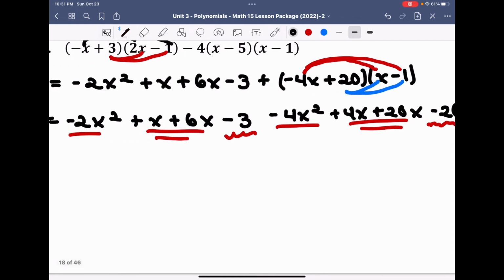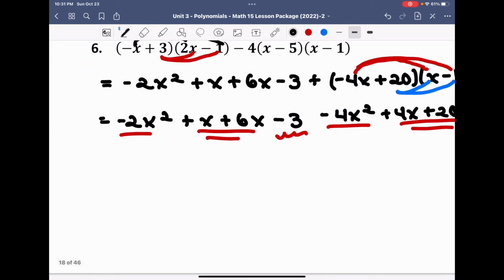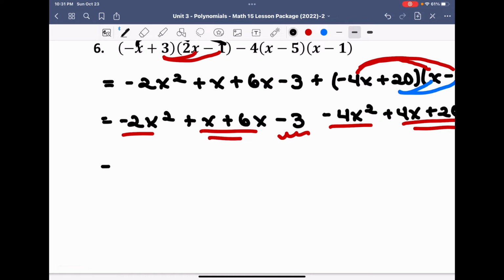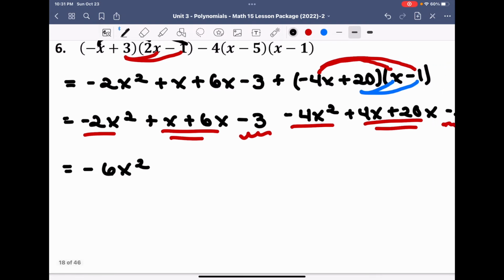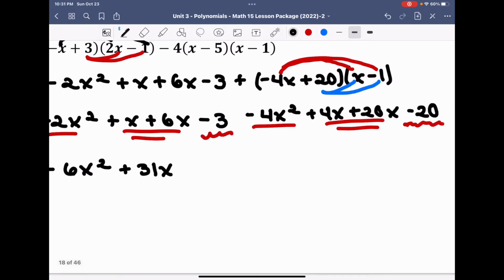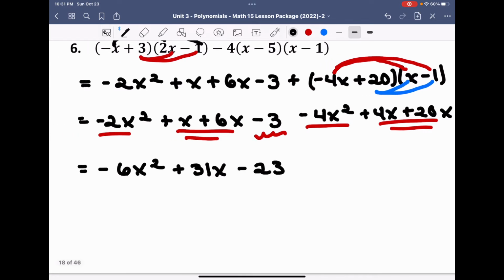Putting together my x squared terms, negative 2x squared minus 4x squared, that's equal to negative 6x squared. x plus x is 7x, plus 4x plus 20x. Well, that's 7 plus 4 is 11, plus 20 is going to be plus 31x. And then finally, negative 3 minus 20 is negative 23. There's your final statement.